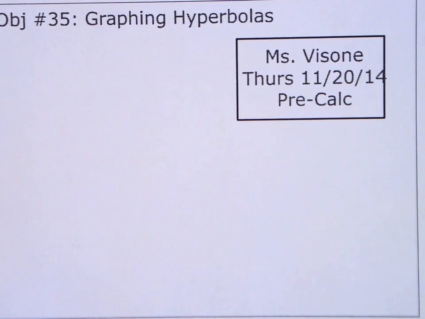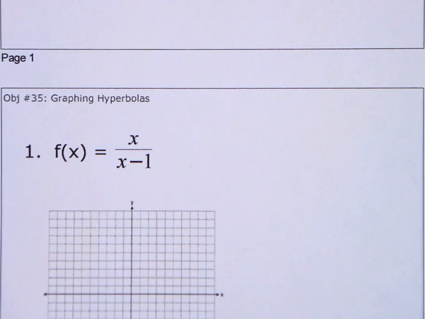So this is graphing hyperbolas when there's an x in the numerator. So far we've only done ones where there's a number in the numerator. So let's see what happens.